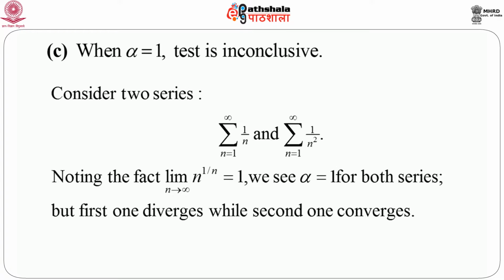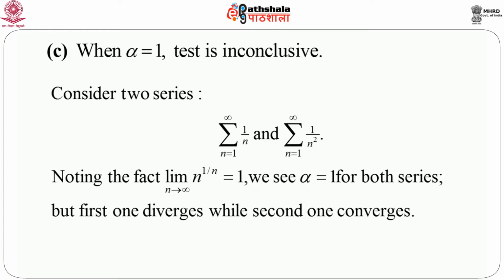Noting the fact that we know already that the limit as n tends to infinity of n to the power 1 by n equals 1, we immediately see that alpha equals 1 for both the series. But it is clear the first series diverges while the second one converges, because we know that summation of 1 by n is a divergent series, and summation of 1 by n squared is convergent.